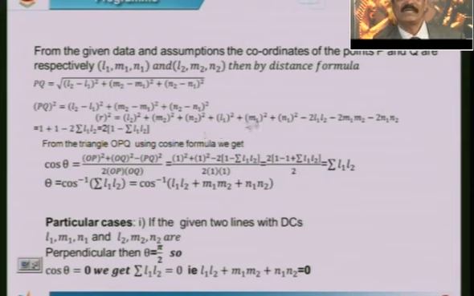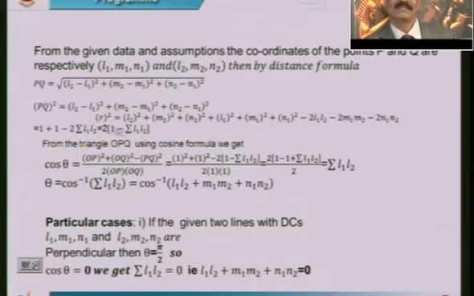Then it is 1 plus 1, and here I will use the sigma symbol, instead of writing all the 3 terms, I will be writing minus 2 times the summation of the product L1 L2. So here it is 1 plus 1 is 2, and here also 2, remove the 2 common, then you will be left with 1 minus summation L1 L2. So like this you are able to get PQ square.